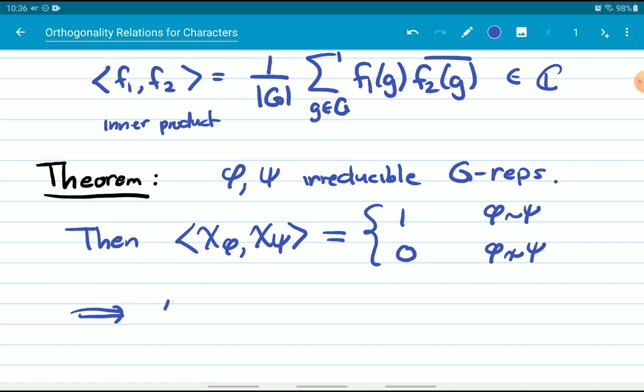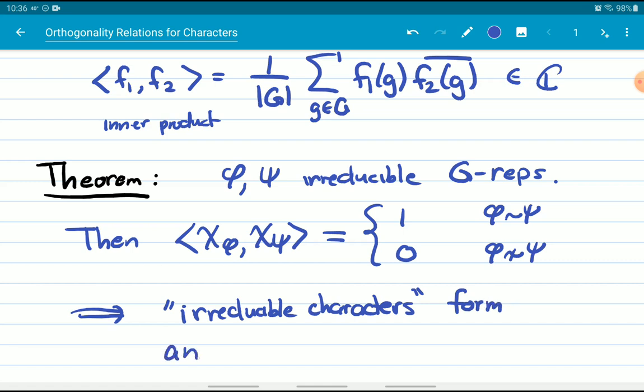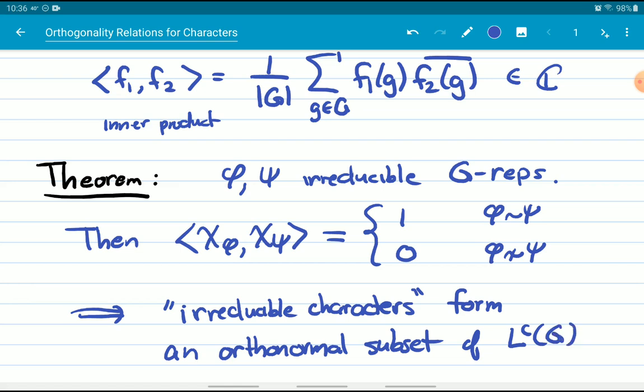Therefore, we can say that the set of irreducible characters, that is, characters of irreducible representations, that's just what people call them, forms an orthonormal subset of the space of class functions. That's the big theorem. Let me note in this statement here, irreducibility is crucial. We'll see what happens for more general representations in a bit. I'm going to prove this soon.